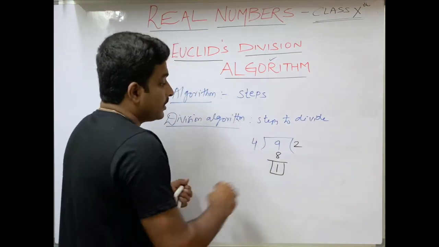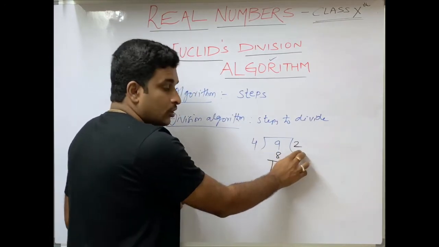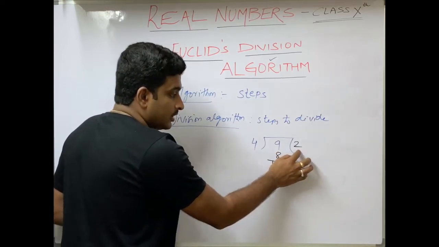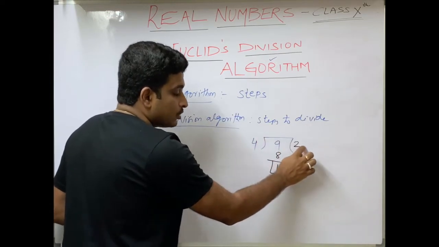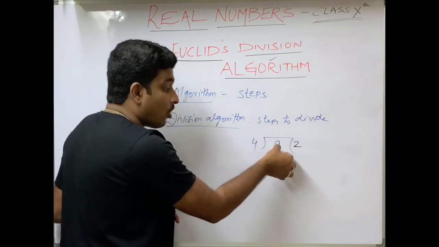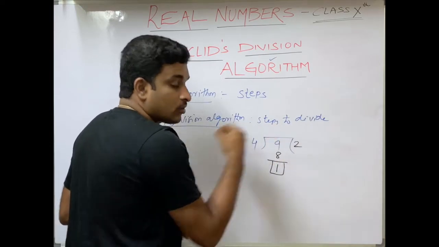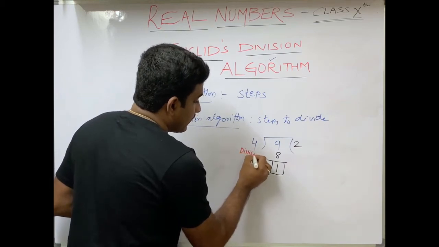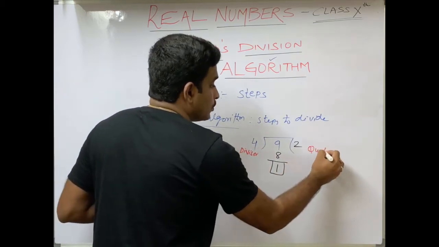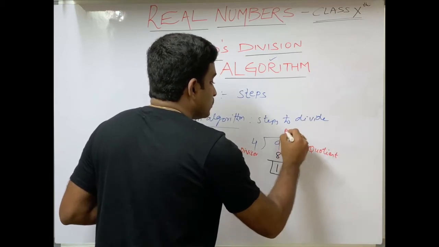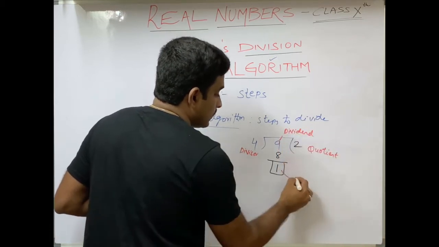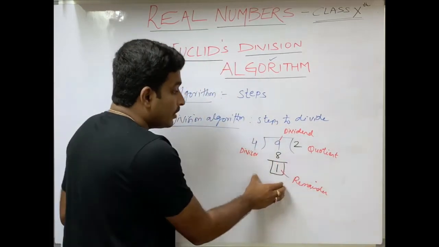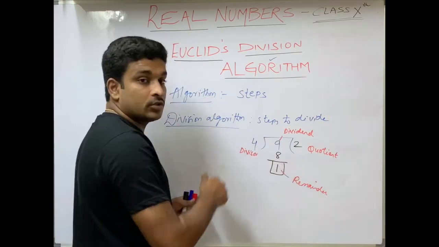See, these are called the steps. 9 is called the dividend, 2 is called the quotient, 4 is called the divisor, 1 is called the remainder. We have to take that number in the quotient where, when we multiply divisor into quotient, it should be equal to the dividend or less than the dividend. Then that is called the first step. This is how we solve the division algorithm. These are called the steps to divide.